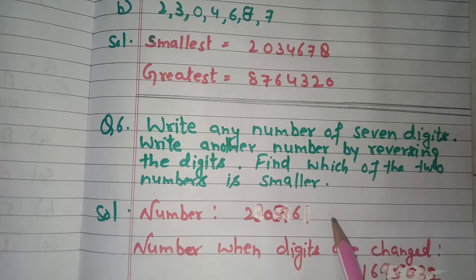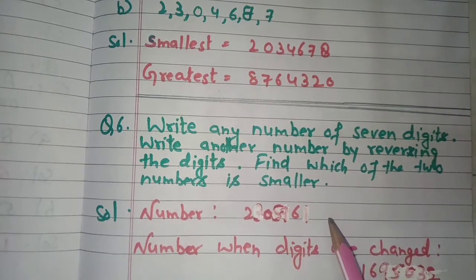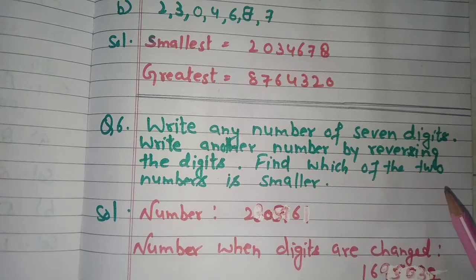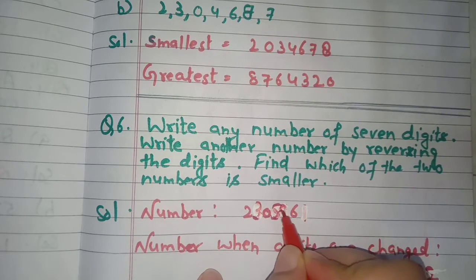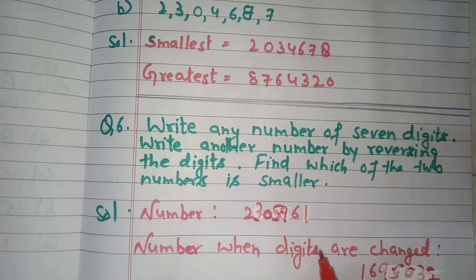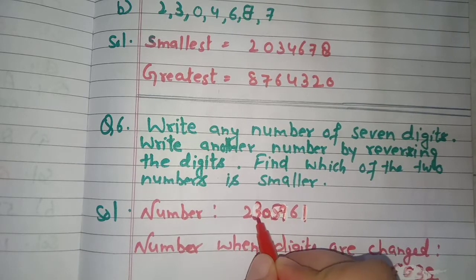First of all, you have to write any 7-digit number. After that you have to reverse it and frame another number, and then you have to see which one is smaller. So let us just find the first number, that is 2305961. You can write any number, fine. So I have written this one.